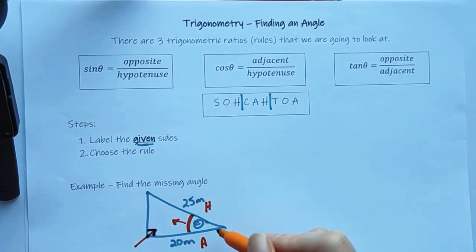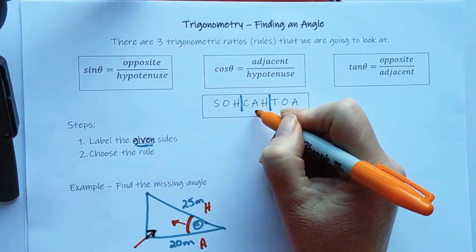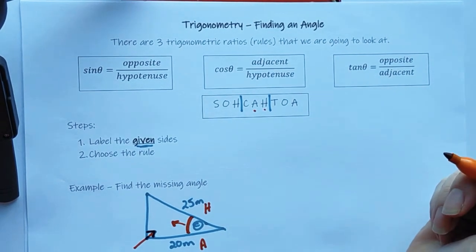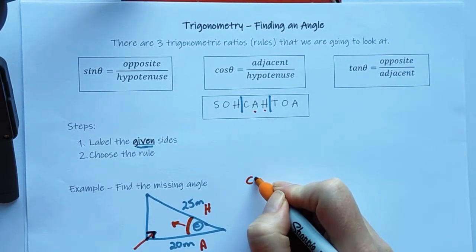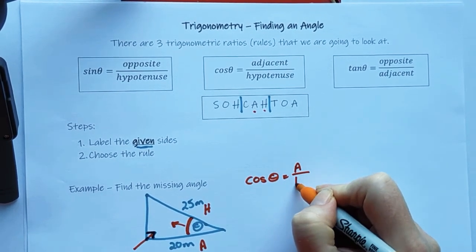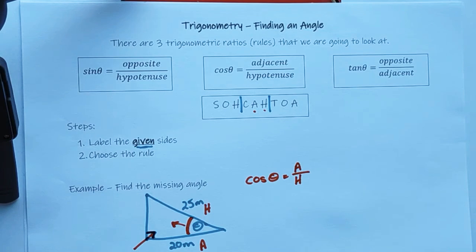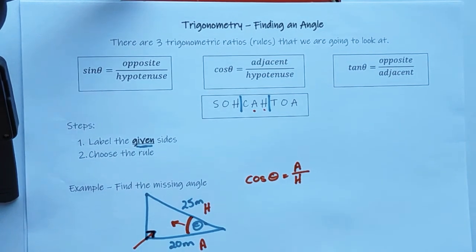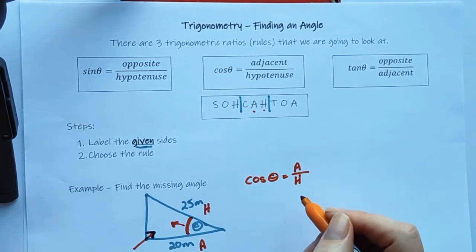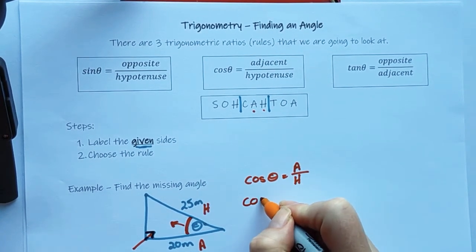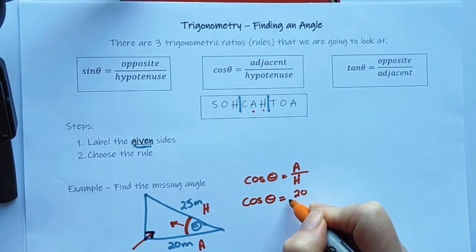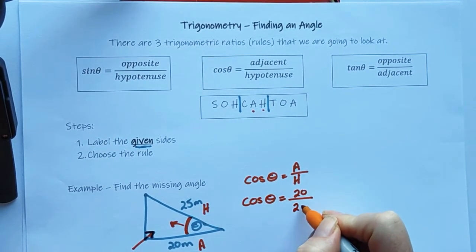So when we go back and have a look at our rules, the one that's got an A and an H in it is cos. So we're in fact going to be using our cos rule. Cos theta equals adjacent over hypotenuse in order to solve the mystery of how big theta is. So if we jump in and now use our formula to substitute, we have cos theta equals our adjacent side is 20 and our hypotenuse is 25.